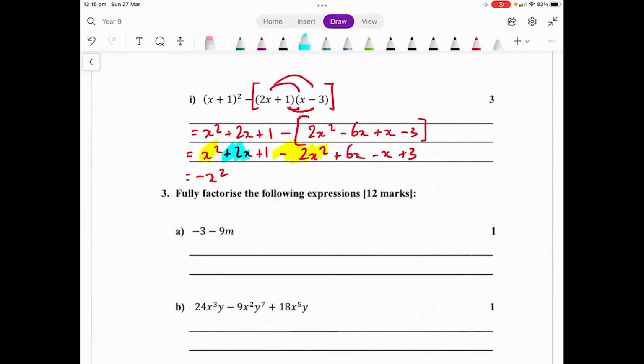So x squared minus 2x squared, that's minus x squared. 2x plus 6x minus x is 7x. And 1 plus 3 is 4. Final answer, minus x squared plus 7x plus 4.